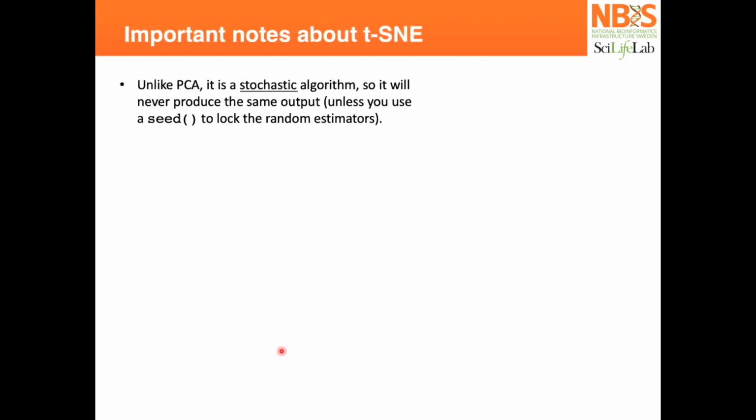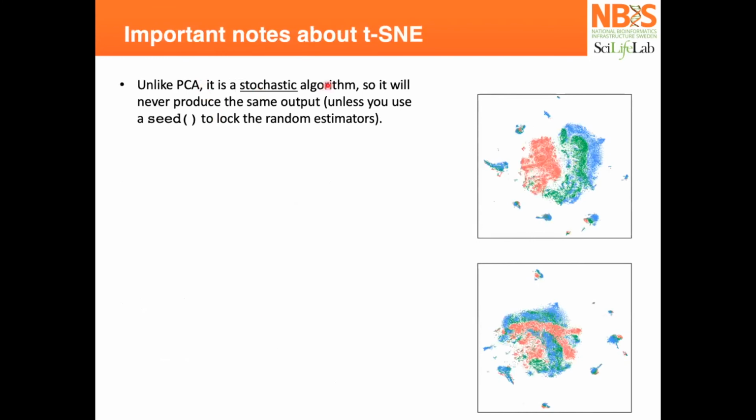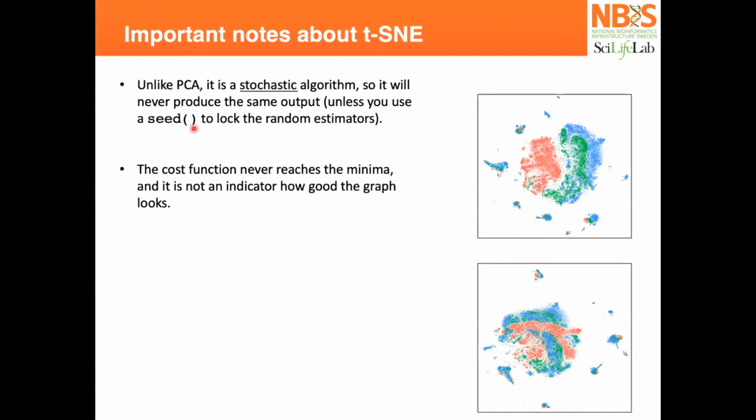Some important notes about tSNE: unlike PCA, it's a stochastic algorithm. So every time you run it, for example, these are 2 tSNE runs, they will look completely different unless you use set seed in R or in Python. The cost function never reaches a minimum. To say which is the best graph, there is no ground truth for that. So there is no way to find which one is the best representation for your data. You just need to run it and see if it fits. For example, here everything is mixed up, and here they are well separated.